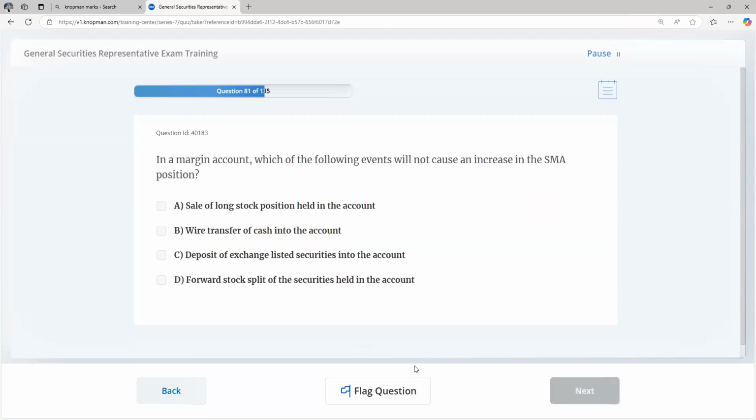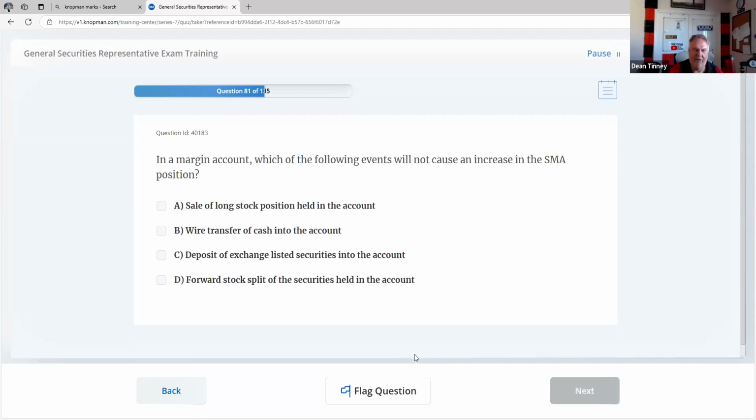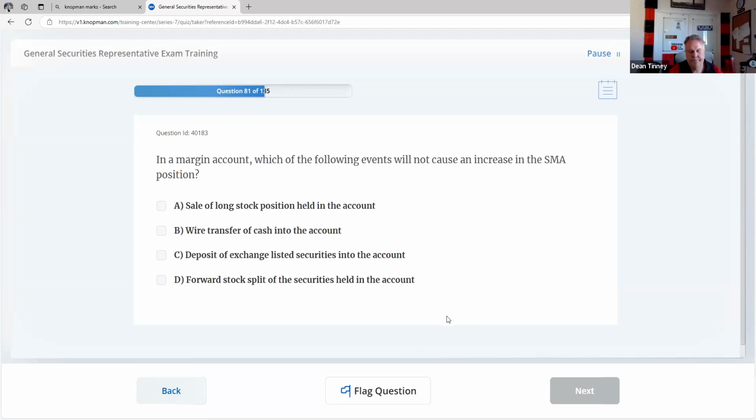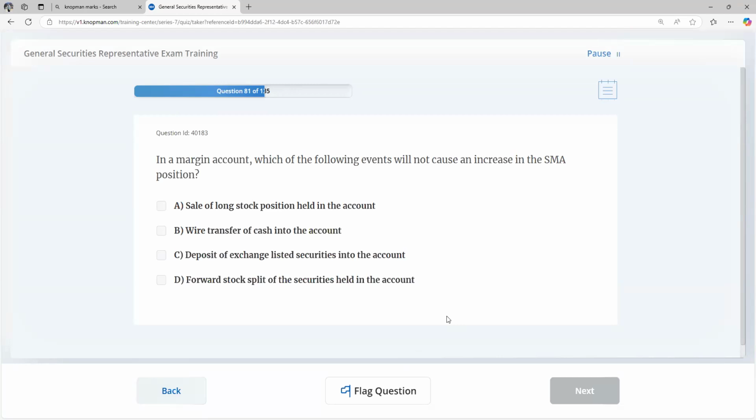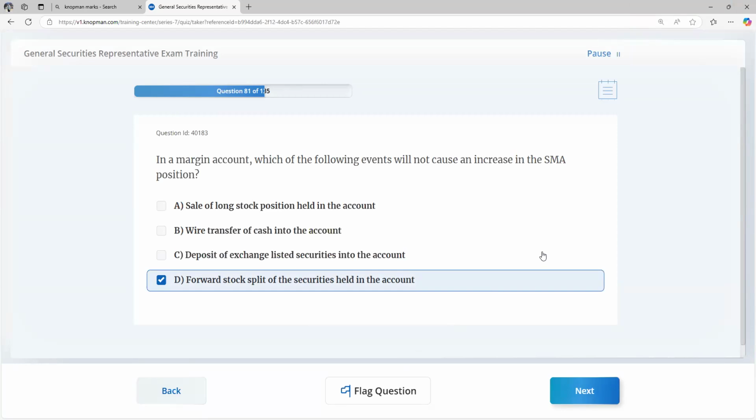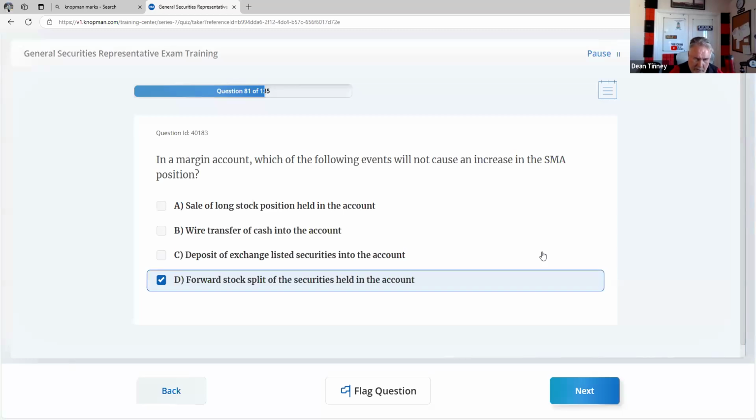In a margin account, which of the following events would not cause an increase in the SMA? I'm gonna probably get this wrong because I will be transparent, margin's my weakest area. I'm just gonna go a forward stock split. You're correct. All those other things would... pay down the debit, right? You sell stock, you pay down the debit, equity goes up. You send me cash, equity goes up. You give me more collateral, equity goes up. They do a 2-for-1 split, market value doesn't change.